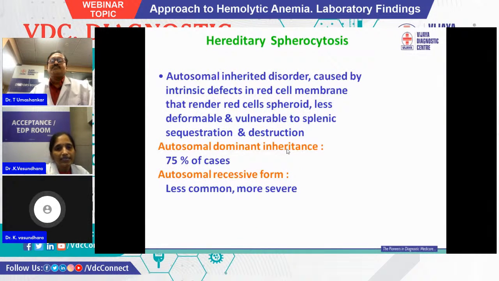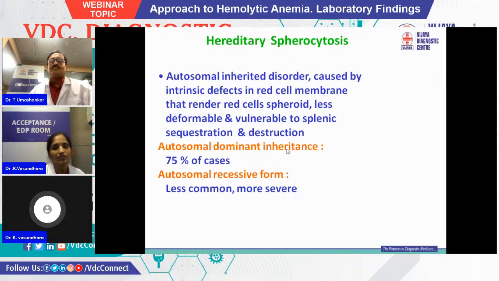Next is hereditary spherocytosis. It's an autosomal inherited disorder. It is mainly because of an intrinsic defect in the RBC cell membrane. There are abnormalities in the ankyrin and spectrin proteins, which are helpful for the structural integrity of the RBC. Because of the defect in these proteins, the RBCs become spheroidal in shape and are less deformable.